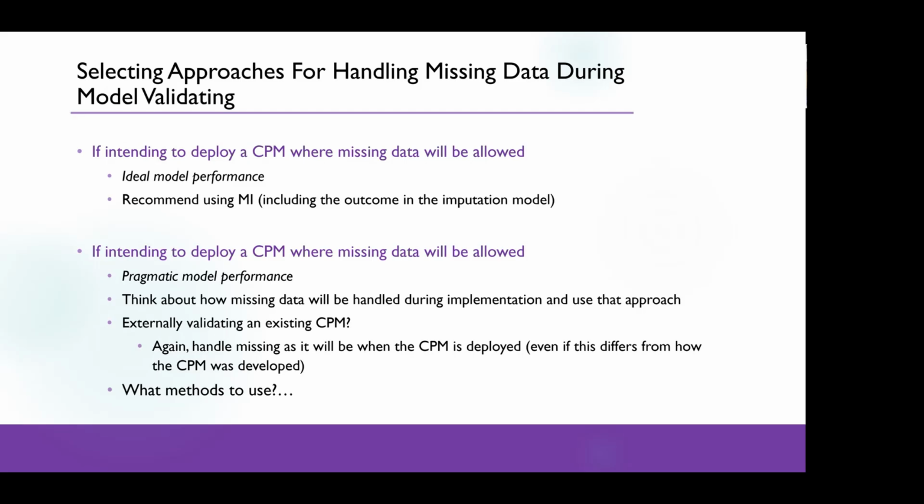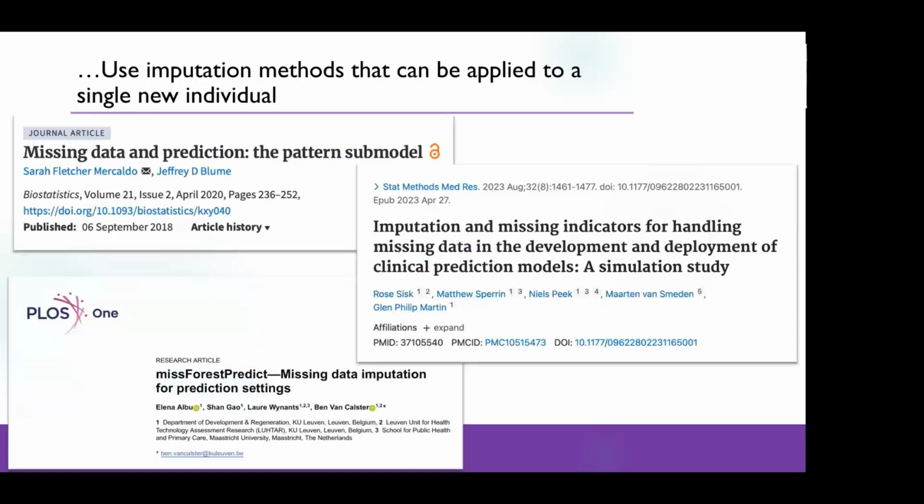If you're in the other situation where missingness will be allowed in practice, then we need to think about how you're going to do that and use techniques that allow you to make predictions for individual patients. If a clinician has an individual patient in front of them, I don't want to be stacking their data with everybody else's. I want to be able to apply the imputation model directly to that individual to allow me to make a prediction. Again, there is a range of methods that are particularly appealing in that context.